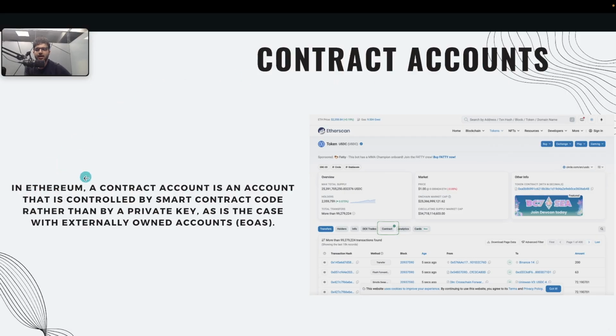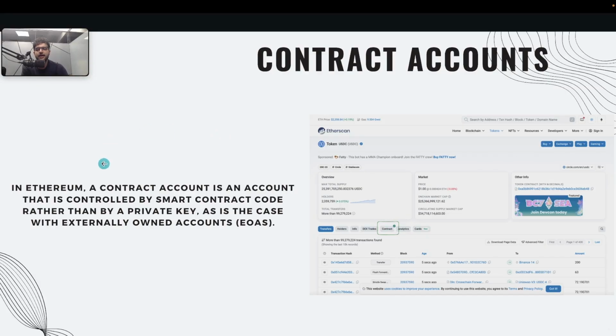In Ethereum, a contract account is an account that is controlled by a smart contract rather than by a private key, as in the case of externally owned accounts. In externally owned accounts, the private key holds that Ethereum. The private key can transfer that Ethereum. But in case of a smart contract or a contract account, there is some code deployed in this contract account. इसमें कहीं एक code पड़ा होता है. Where is that code present? We will see very soon.